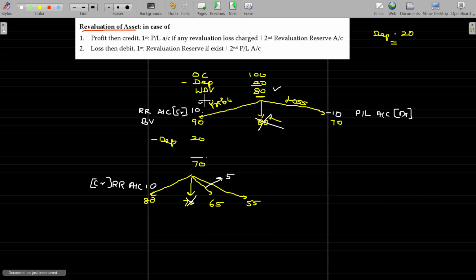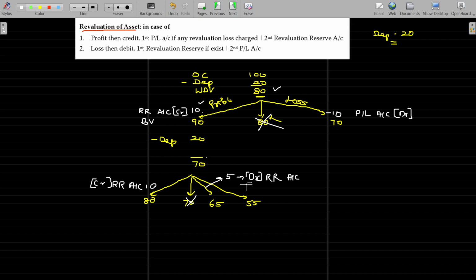See here. In the prior year, the same asset was revalued upside, showing a profit of rupees 10. Right? In a subsequent period, if there is any loss, verify whether there is any revaluation profit available. If yes, then it may be adjusted to the revaluation reserve account. Debit to revaluation reserve account.